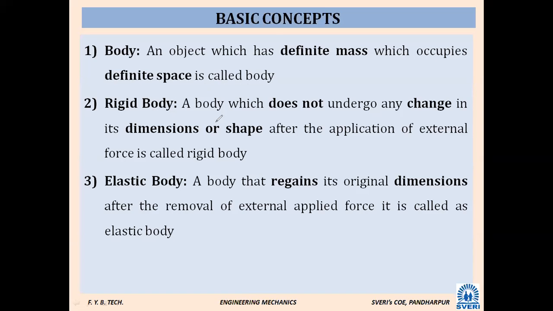Then types of body: rigid body, elastic body, and the other one I told you yesterday, plastic body. What is a rigid body? A body which does not undergo any change in its dimension or shape after application of external force is called a rigid body.